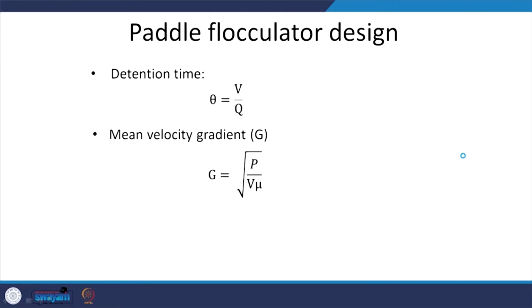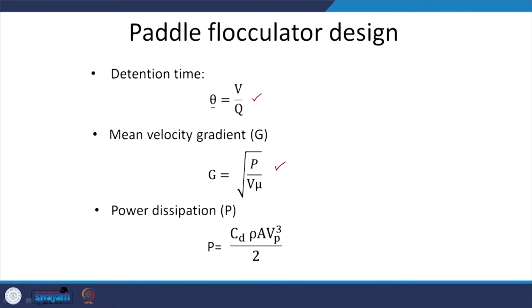Let's look at the 3 formulae that we typically use. Obviously, retention time, we covered this. Mean velocity gradient, yes, we already covered this. So depending on the question, you will go either from the power to calculating G or from G to calculating power, right? So here, what is it that I am doing? First, what is the approach? What is the overall approach?